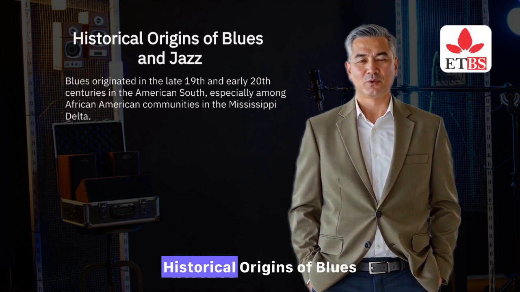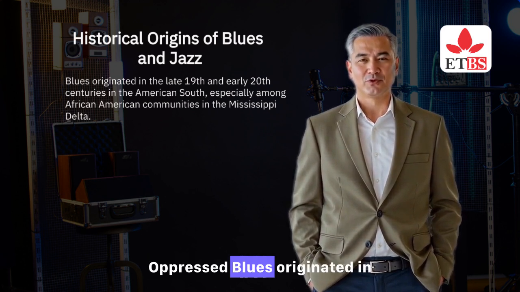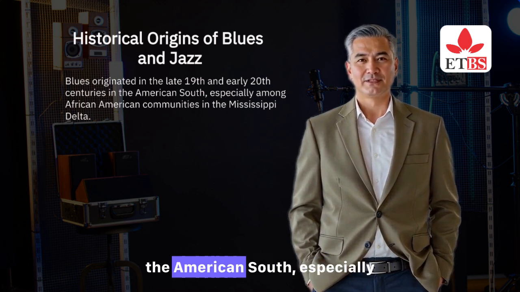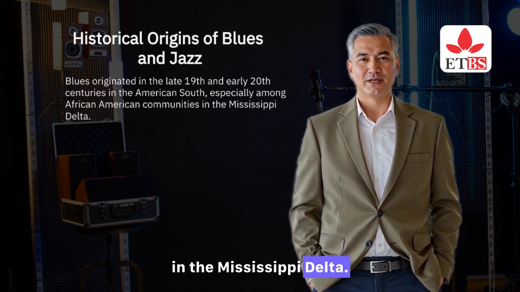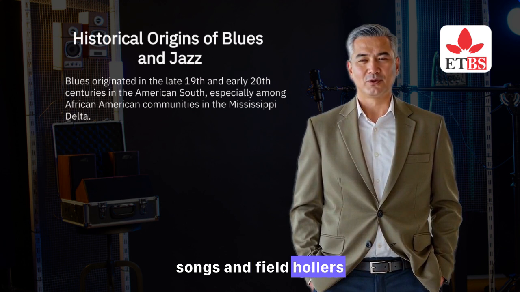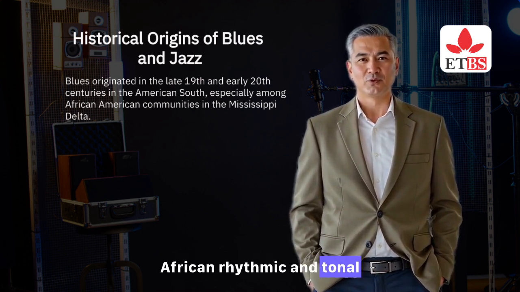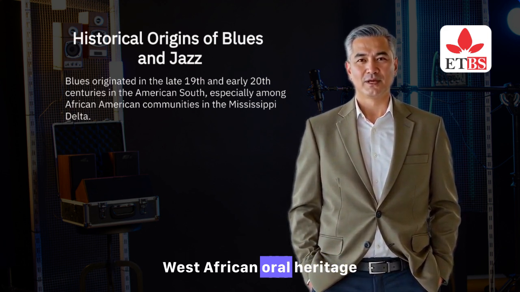1. Historical origins of blues and jazz. The blues, a cry of the oppressed, originated in the late 19th and early 20th centuries in the American South, especially among African American communities in the Mississippi Delta. It emerged from work songs and field hollers, spirituals and gospel music, African rhythmic and tonal traditions, and call and response patterns from West African oral heritage.